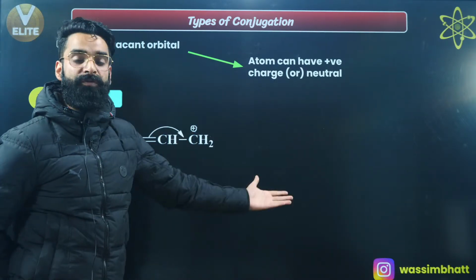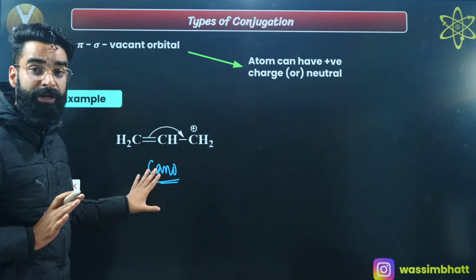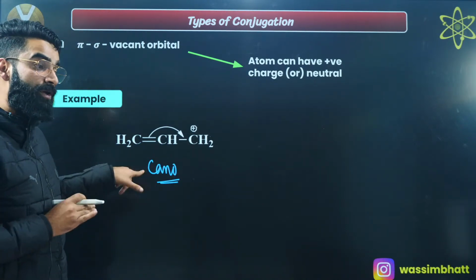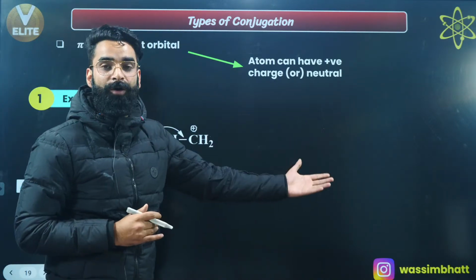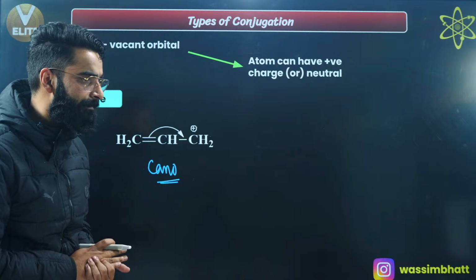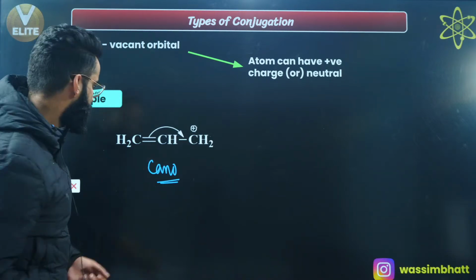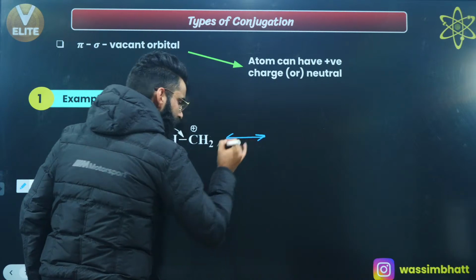See, this is one of the canonical forms of the molecule. This is not the true structure. Now from this canonical form, we are going to form more canonical forms, and eventually at the end, we are going to form the resonance hybrid as well, right? Yes, have a look at how you are going to make its more canonical forms.